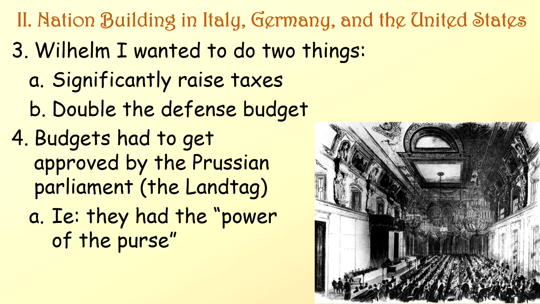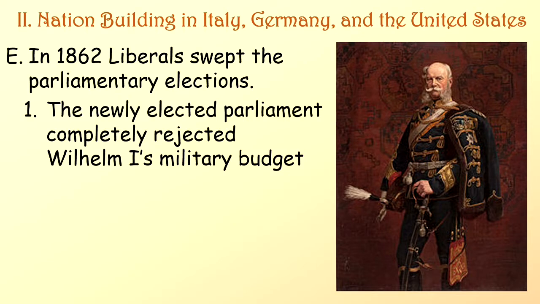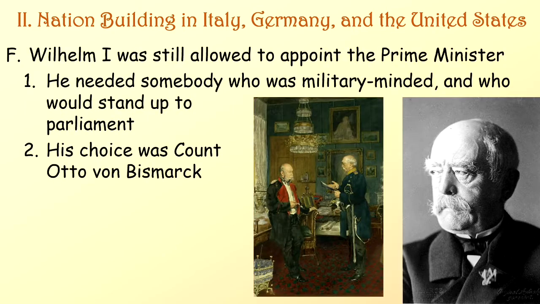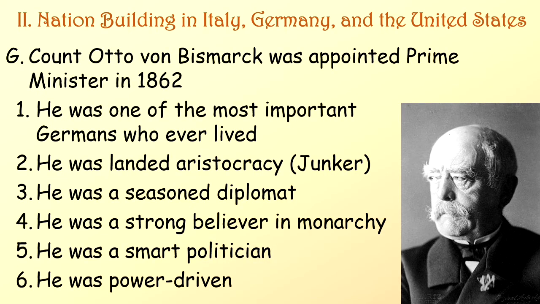Budgets had to get approved by the Prussian parliament, the Landtag, and they had the power of the purse. In 1862, liberals swept the parliamentary elections, and the newly elected parliament completely rejected Wilhelm I's military budget. Wilhelm I was still allowed to appoint the prime minister, and he needed somebody who was military-minded and who would stand up to Parliament, and his choice was Count Otto von Bismarck. Count Otto von Bismarck was appointed prime minister in 1862.